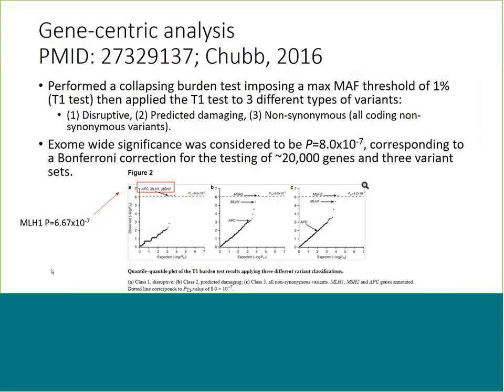And they set their significance at 8.0 times 10 to the negative 7th. So this was after a Bonferroni correction for the testing of about 20,000 genes. So they had a pretty low threshold for their significance. And in the figure down there, you can see we were actually curating this for MLH1, and you can see that the MLH1 p-value fell just below their cutoff. So this was the gene that we ended up curating for. You can go to the next slide.